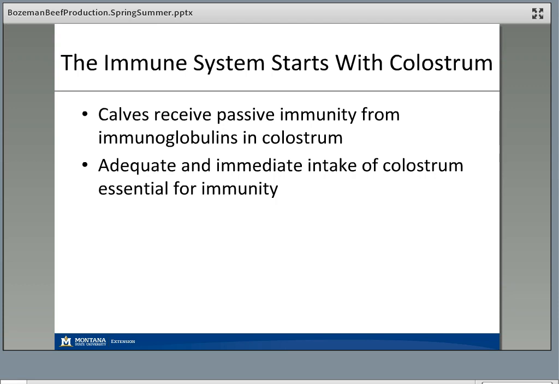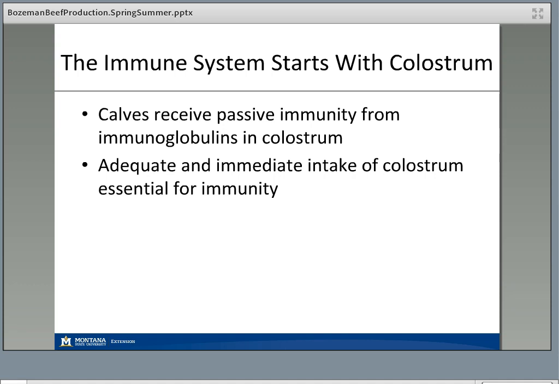So when those calves are born, they basically have no immunity, and so they need to have colostrum in order to set that up. Okay, and so adequate is important, obviously, because we need enough immunoglobulins to allow their system to set up to be able to fight foreign bodies.